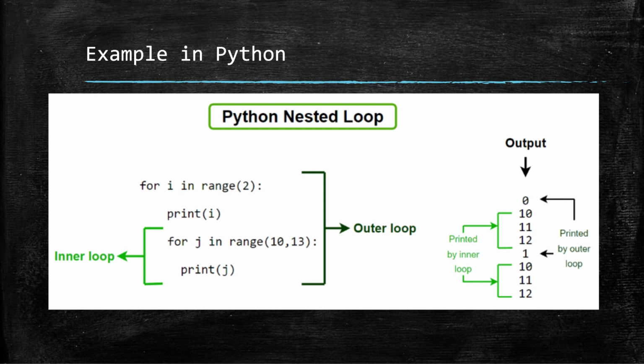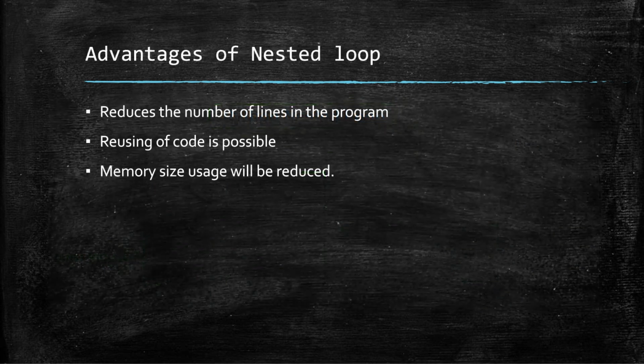There are a lot of benefits and advantages of a nested loop. I will mention three of them. It reduces the number of lines in the program, reusing the code is possible, and memory size usage will be reduced.